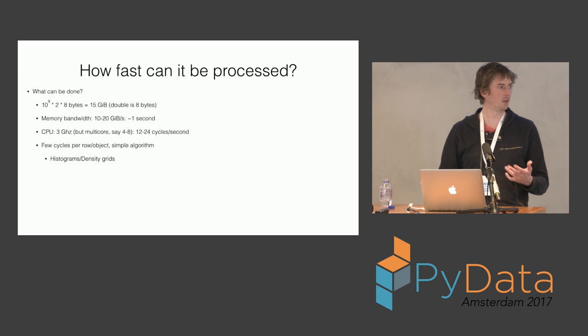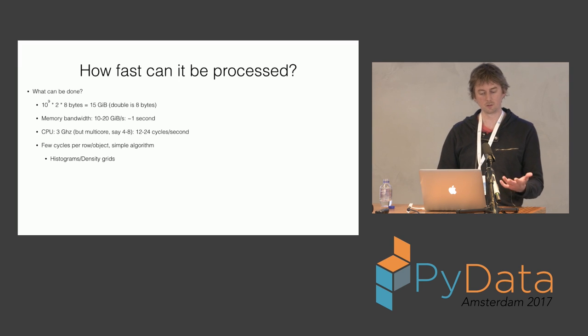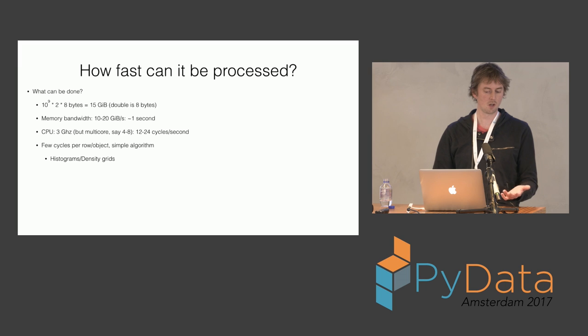So let's first do a really simple calculation. What do we have? We have a billion rows and we have two columns. And each value is 8 bytes, double precision floats. So you have 15 gigabytes of data. And say the memory bandwidth that you have between memory and CPU is something like between 10 and 20 gigabytes a second. So you can transfer the data from memory to CPU in a second. So a second is reasonable.